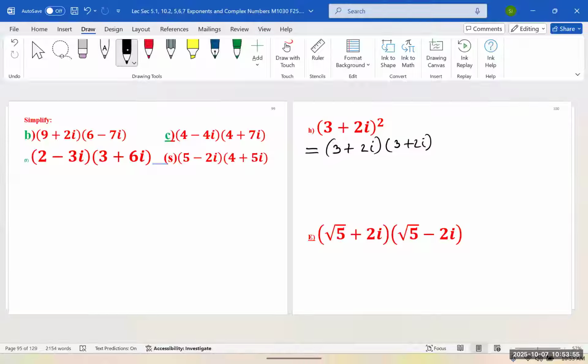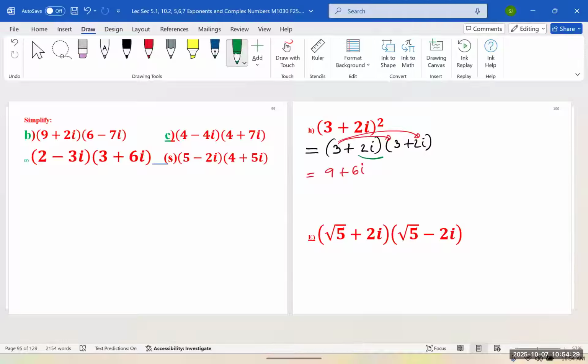You can do the formula a square plus 2ab plus b square. Or you can do foiling here and then you distribute. So let me do foiling this time, okay, instead of distribution. When you foil, you take the first one and you multiply both of them in the second one. So 3 times 3 gives us 9. And then 3 times 2i gives us 6i.